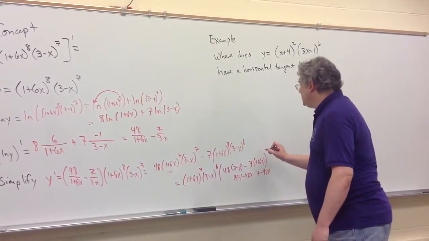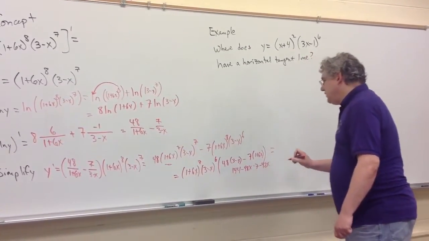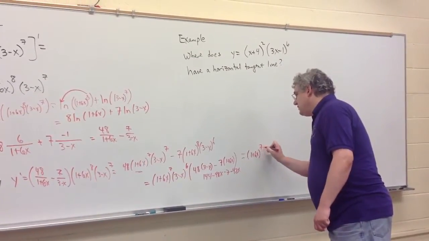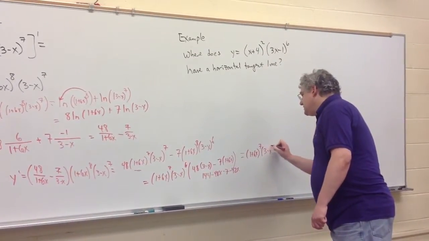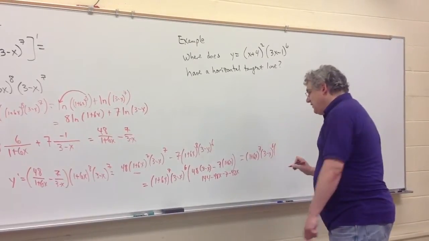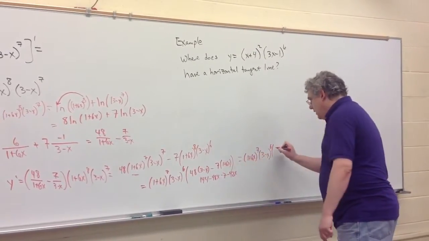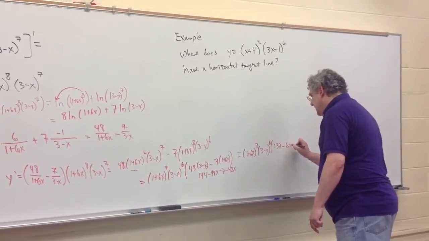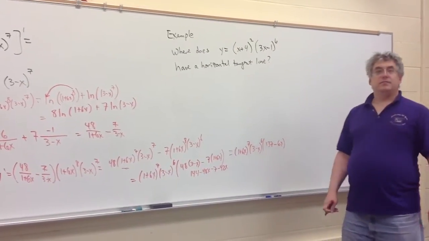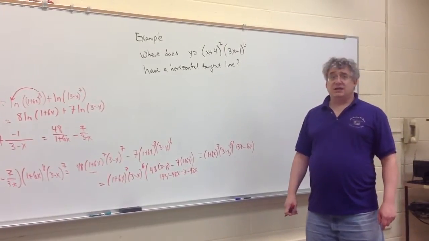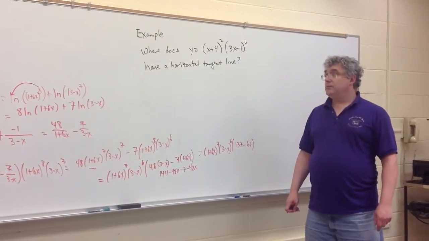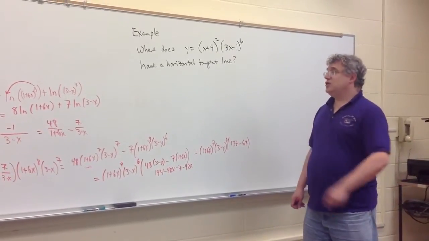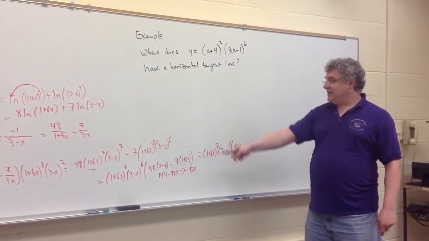So all of this turns out to be (1 plus 6x) to the 7th, (3 minus x) to the 6th, and then 137 minus 6x. If that seemed like a messy, ugly problem, then you got it right. This is messy. It's ugly. There's a lot of mush to it. But if you work it carefully, you can get to the answer.